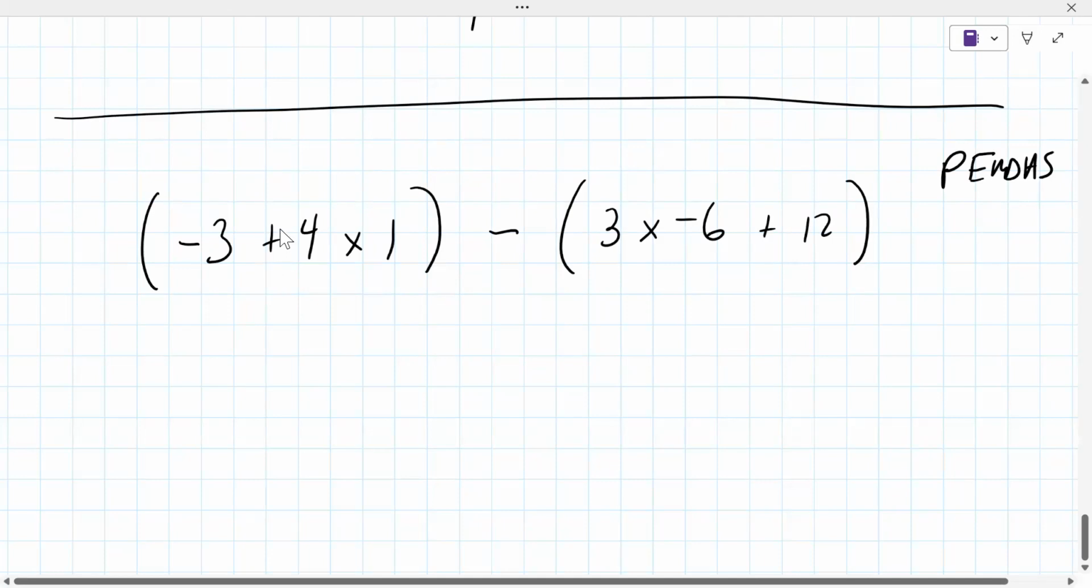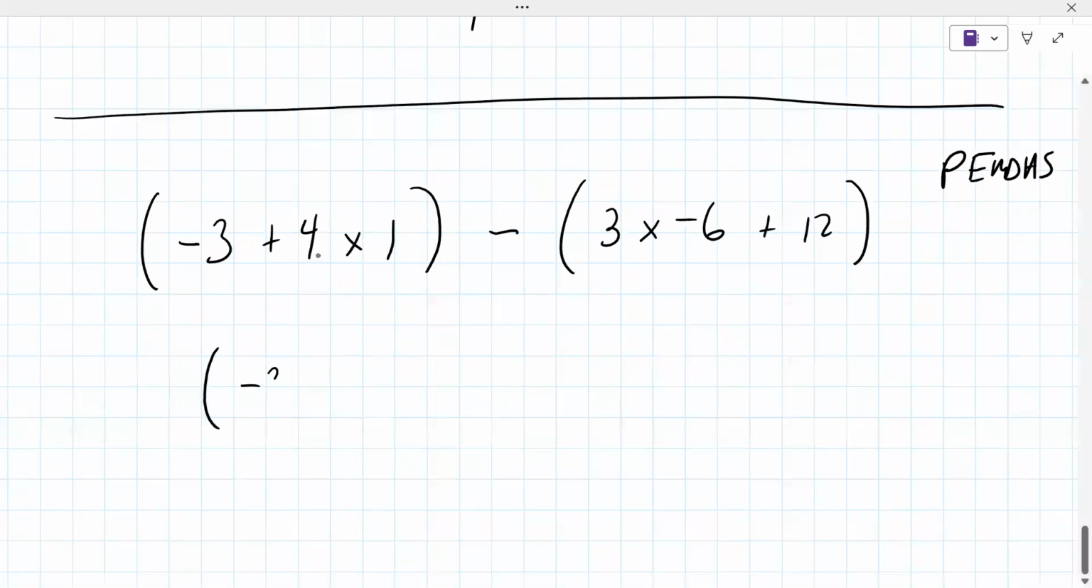I see negative 3 plus 4 times 1. Of these operations, you know, PEMDAS, which do you see in here? Addition and multiplication. Which do you do first? I do the multiplication first. Okay, so multiply. What is 4 times 1? It'll still be 4.